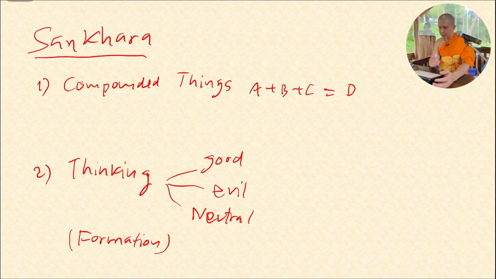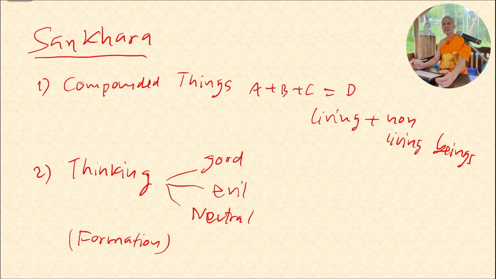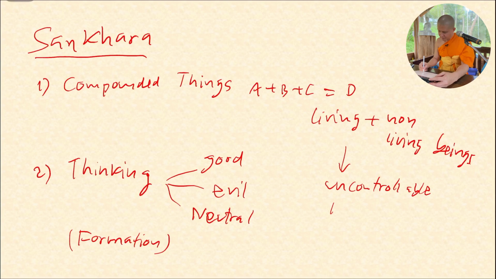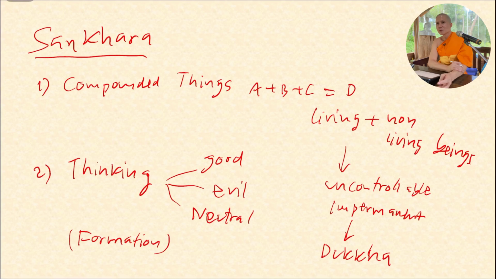In this case, sankhara means both living and non-living. It covers both dimensions, living and non-living beings. So pretty much everything is a compound. Whatever is a compound is uncontrollable, breakable, impermanent. And because of this impermanent characteristic, it creates dukkha. So we have to understand this. Why does it create dukkha? Because it doesn't have ownership. It cannot control itself. It's just a compound condition. It stays together with conditions.